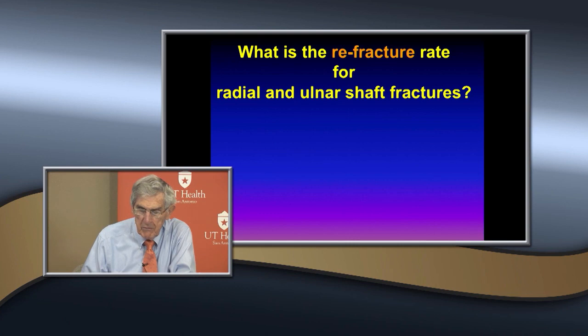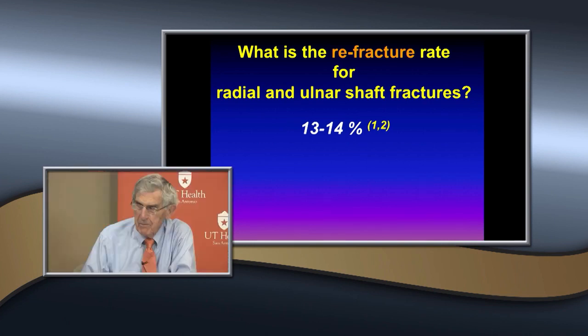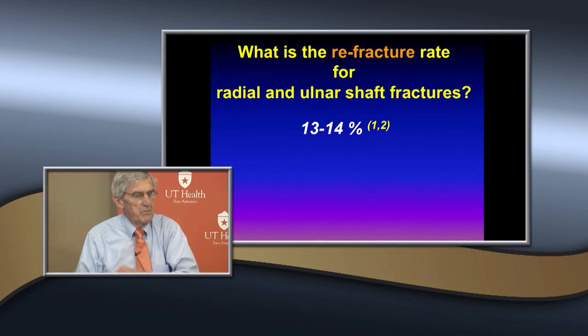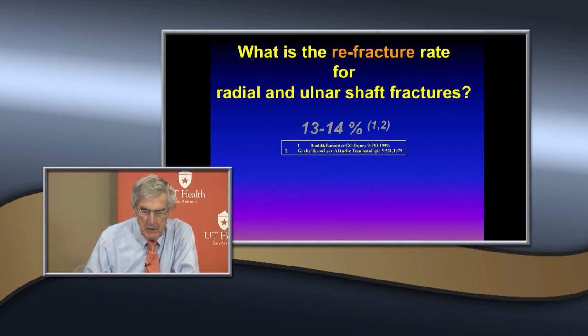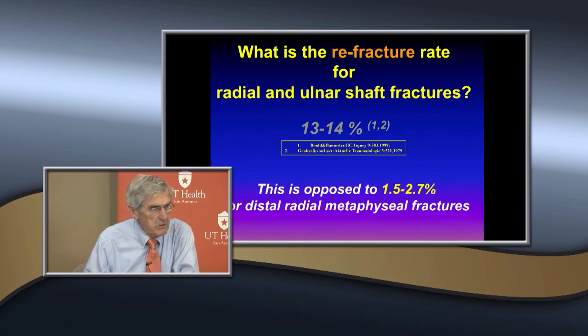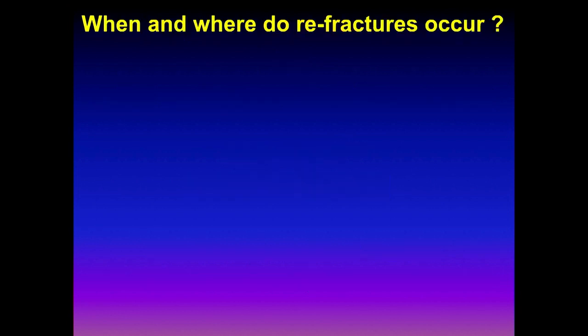Now, what's the refracture rate for radius and ulna shaft fractures? Well, it's a little over 10%. And you need to warn the patients ahead of time that when you take it out, even though the fracture looks healed, they're going to have to somewhat limit their activity or maybe protect it with some type of removable brace until they get their full motion back and full muscle strength back, because about 10% of these will refracture. In distal radial metaphyseal fractures, it's very rare to see refracture, less than 3%.